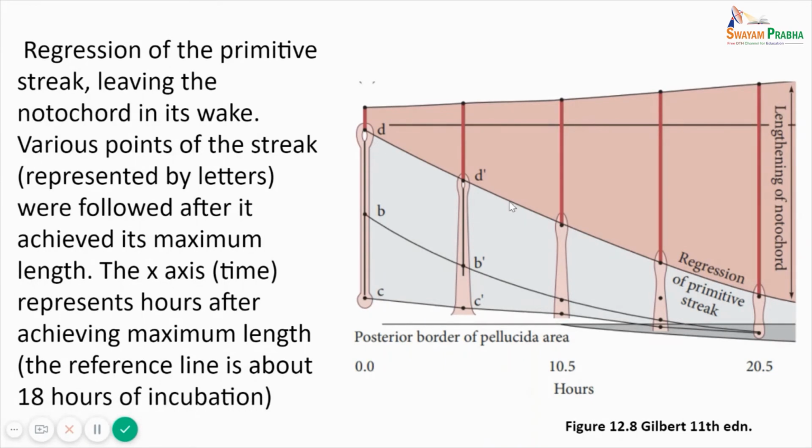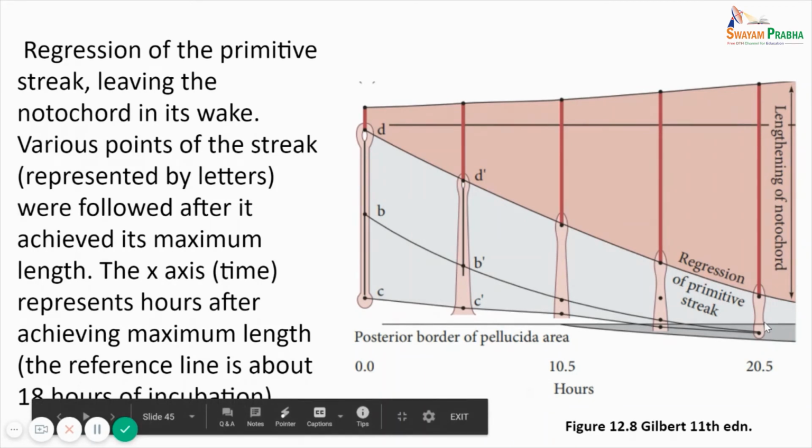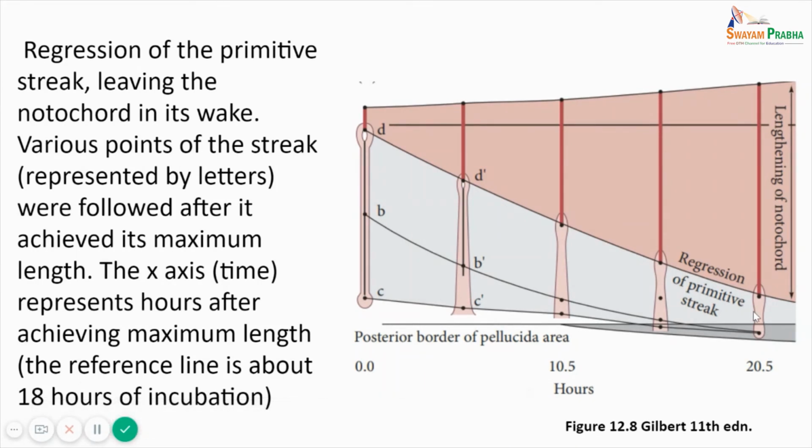So here we see this is the graph which is showing the regression of the primitive streak. The primitive streak is decreasing in its length as we move from the first to the fifth diagram here, and the length of the notochord is increasing concomitantly with the decrease in the length of the primitive streak.